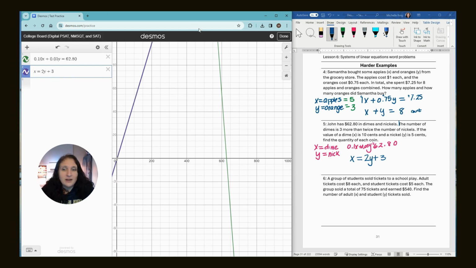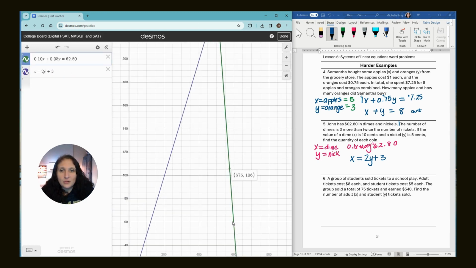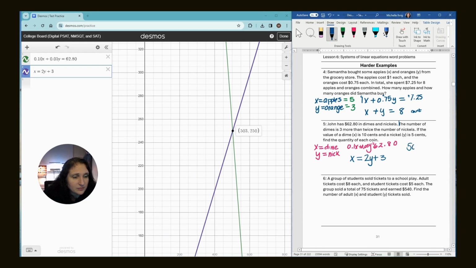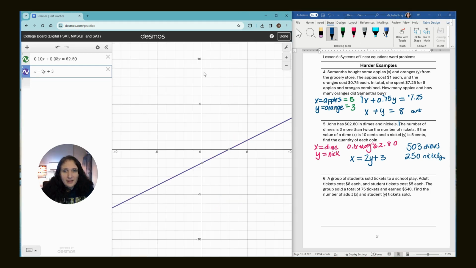Now that I've done that, we got to just keep scrolling and dragging up until we get to the intersection. Here's our intersection, and that's our answer. 503 dimes and 250 nickels. All right, let's look at the next question. I'm going to click the home button to get back center and cross off my equations.